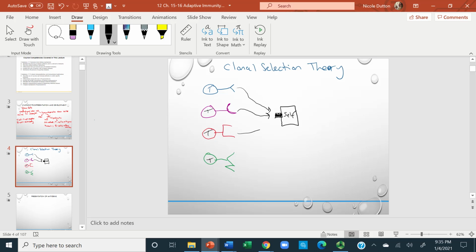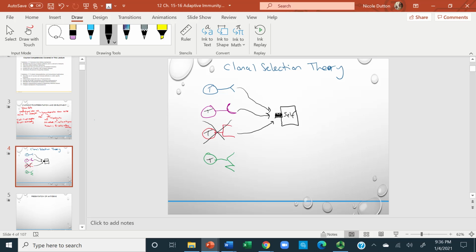This one is going to come up to the self cell, and if you look at the shape, this shape fits the shape that's on the surface, the self-antigen shape. There is a likelihood that this cell will recognize our own cells as being foreign, so we kill off this cell.